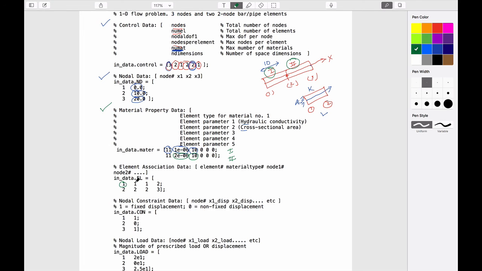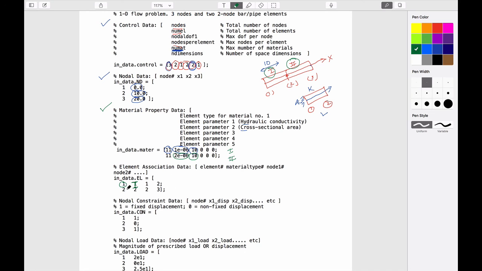So this is element number 1. It has material type 1, which is, I'm going to overprint as a Roman numeral. It's this term here. And so it'll associate these hydraulic conductivities with that. And it knows that node number 1 locally is global node 1. Local 1 is global 1. Local 2 is global 2. These are these 2.